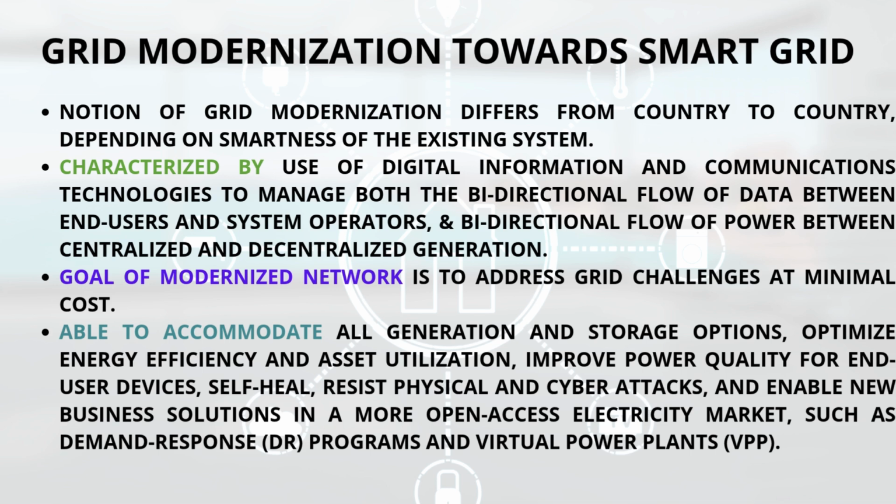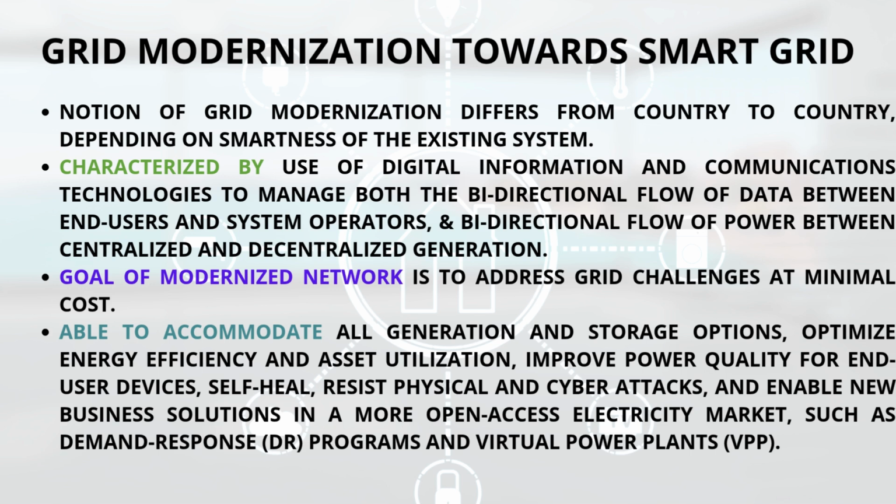It's designed to manage that bidirectional flow of data between users and operators, and the bidirectional flow of power between centralized generation and all those distributed resources. Those two bidirectional flows are key. And the ultimate goal? The goal is always to address those grid challenges we talked about: reliability, efficiency, renewables integration, etc. But to do it at the minimal cost. It's about getting the most bang for your buck, maximizing performance and value. So what enhanced capabilities does this modernized grid offer?